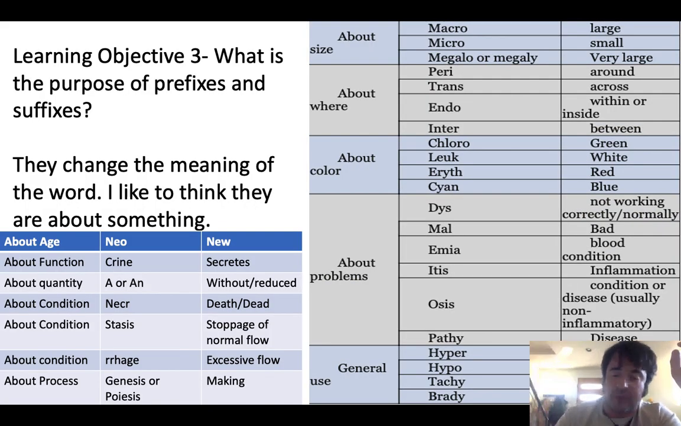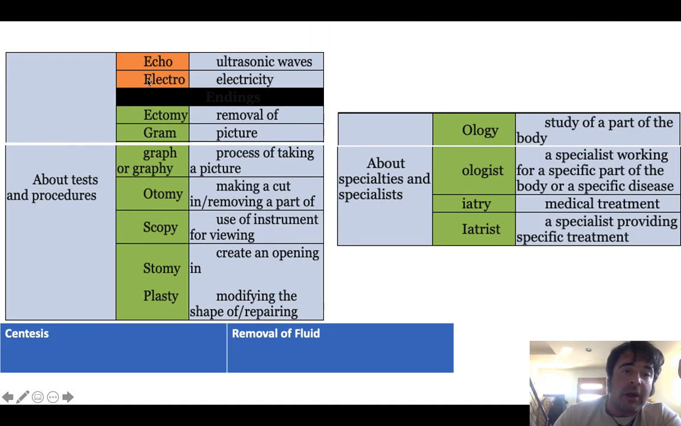They're about something. So as you go through these, read through them, and then you look at procedure. Well, that's an ultrasonic wave. Electro means electricity. Ectomy means surgical removal of. A graph is a process of taking a picture, whereas a gram is a picture. So you hear an electrocardiogram, that's a picture of the electrical activity of the heart. Right? You hear an electrocardiograph, that's the process of getting that picture. There's a little distinction there.